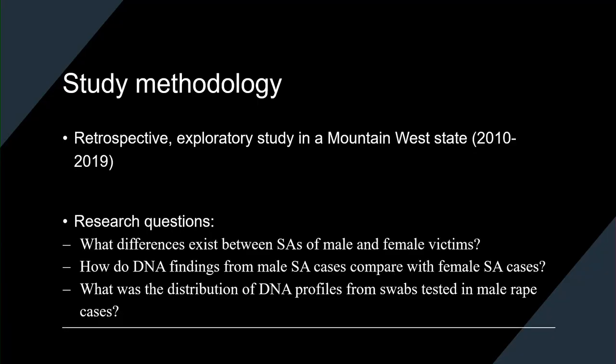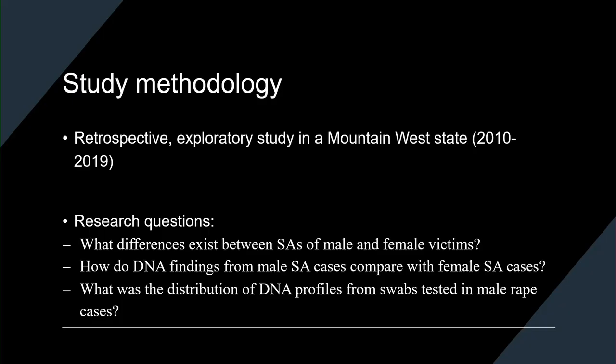Our study methodology: we are a retrospective exploratory study. We code data from sexual assault medical forensic examination forms. We currently have, we've gone from 2010 to 2022. We have about 10,000 cases. We collect 241 variables from the sexual assault medical forensic exam forms, and then we follow those cases through to the kit submission and then the DNA analysis findings.